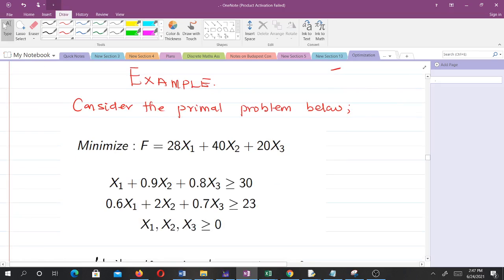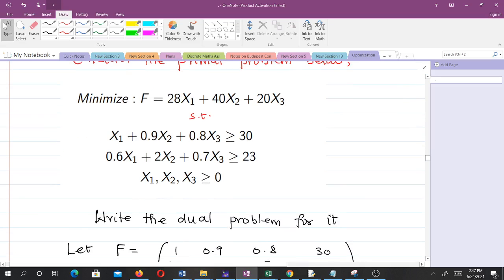Consider the primal problem below. We have minimize f equals 28x1 plus 40x2 plus 20x3, subject to these constraints. To convert this to a dual problem, you have to write this in matrix form. That's the simplest way of doing it.